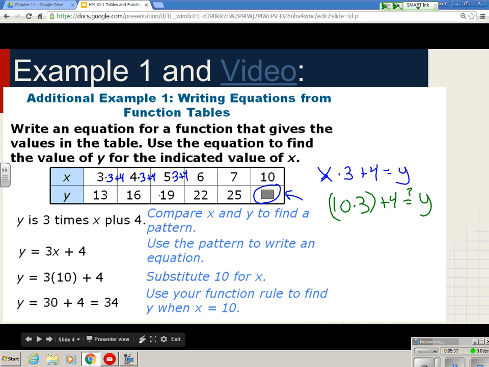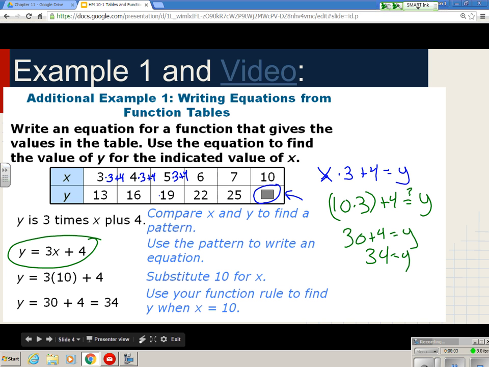Well, y is a number that we're trying to figure out. 10 times 3 is going to get us there, which is 30, plus 4 equals y. 30 plus 4 gives us 34. So our equation that we're using is y equals 3x plus 4. That's going to be our pattern. And we're able to check it to see if it works.